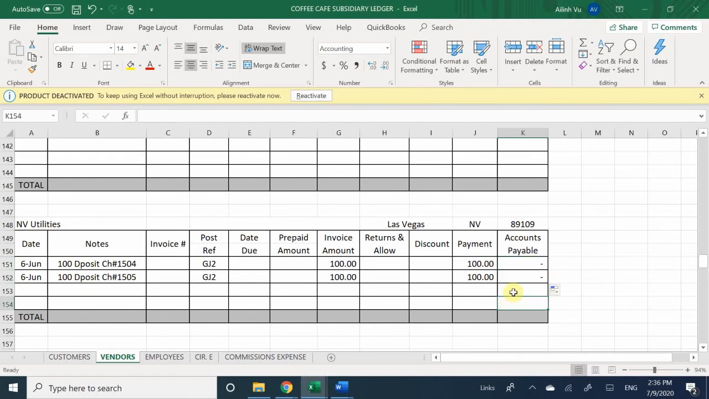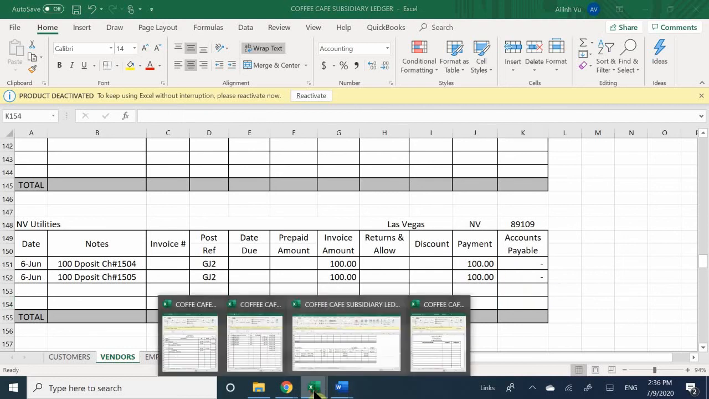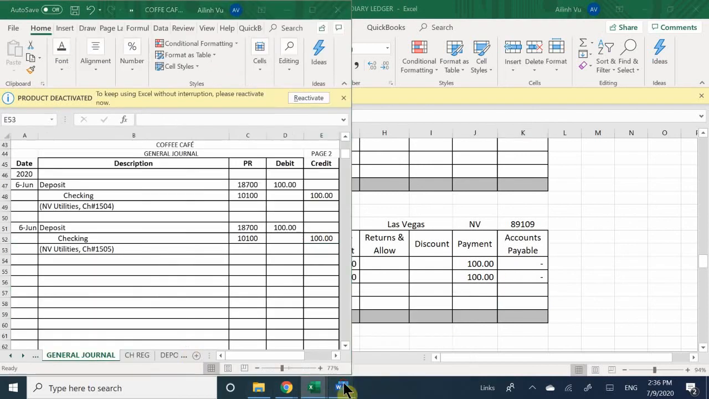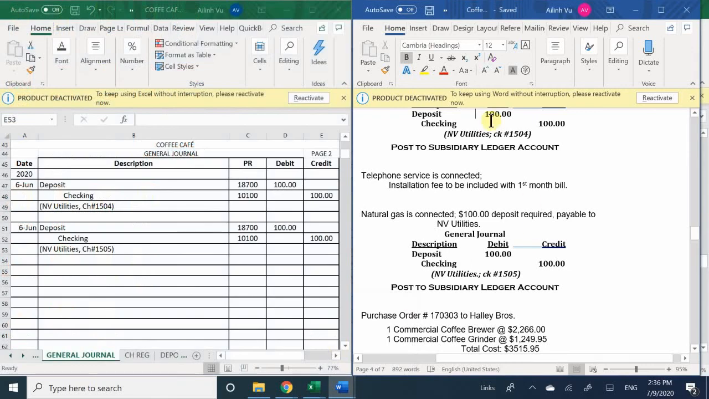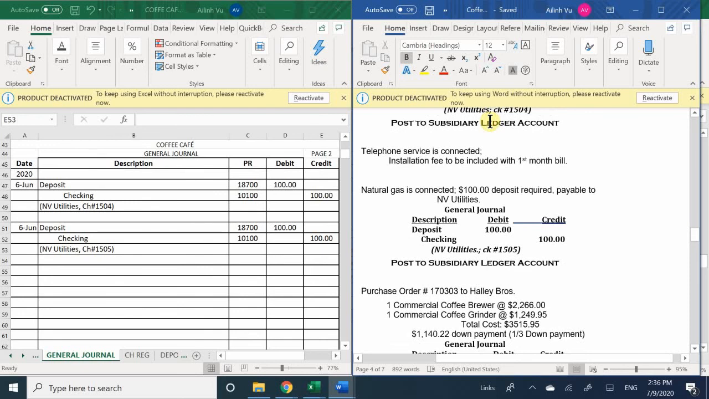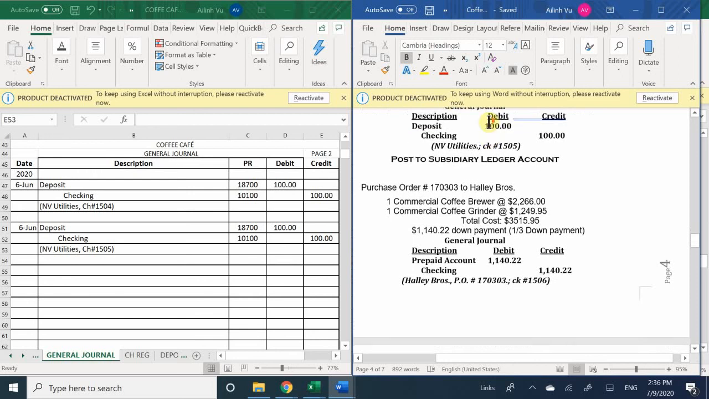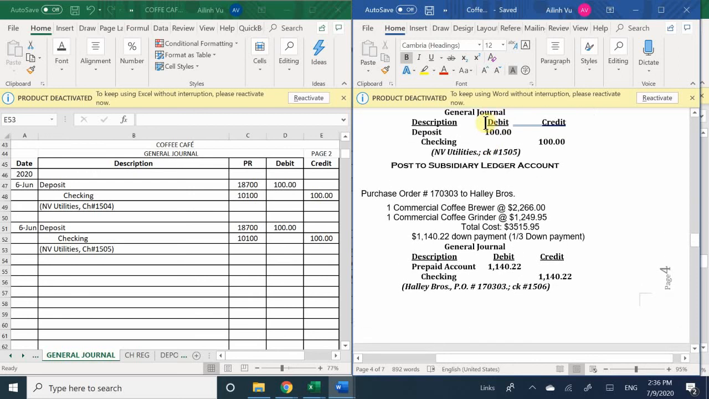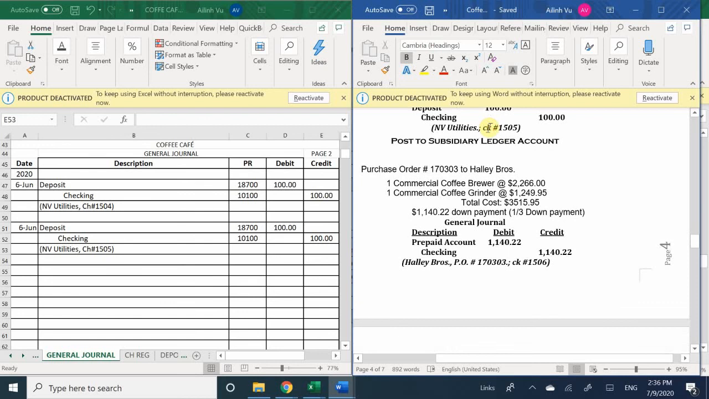Okay, good. So now that we've posted to the subsidiary ledger, now we can return to our scenario. So let's go ahead and see what happened here. We need another purchase order inquiry. We did make another purchase order, but this time we bought a commercial coffee brewer and a commercial coffee grinder. This time they gave us a total amount and an invoice amount, and it's telling us that we are supposed to pay 1/3 of the price.